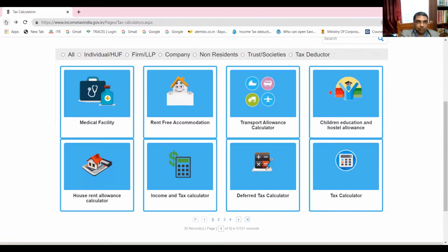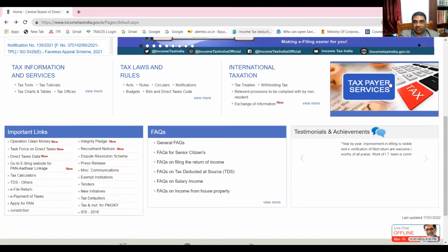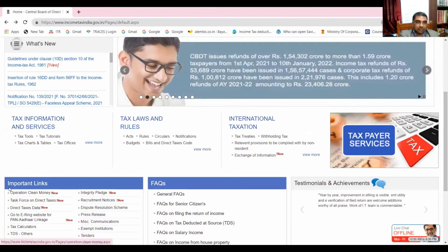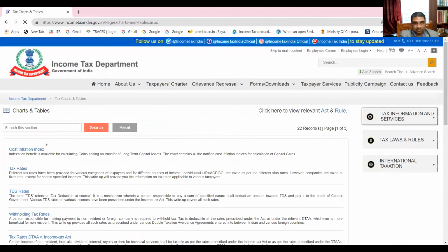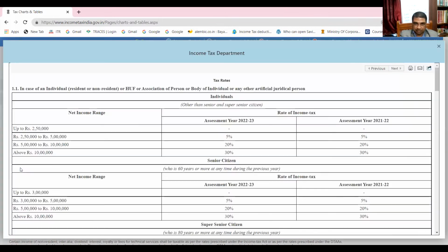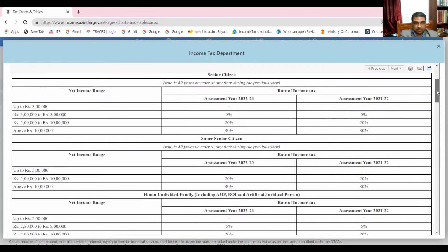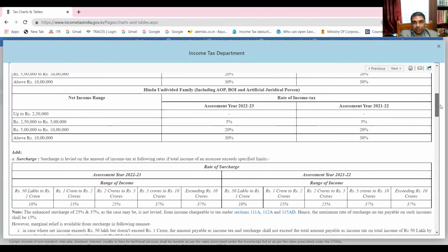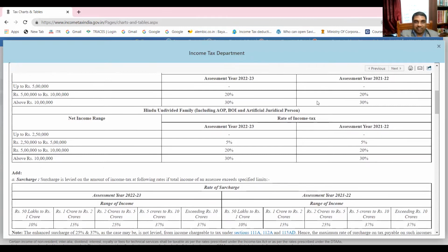So I request all of you to visit the Income Tax Department's website and make yourself familiar with all these links. Again, I am taking you here: tax rates, charts, and tables. We are discussing income tax rates. Now you see, what is the tax rate for Hindu undivided family, HUF?